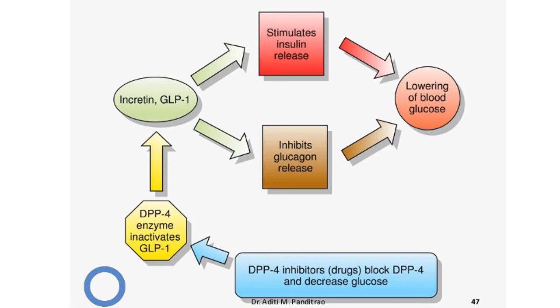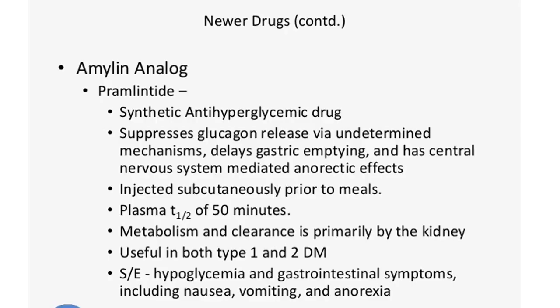I am again repeating, these are DPP4 inhibitors. Normally DPP4 enzyme inactivates the GLP-1. This GLP-1 is normally present in our intestinal tract whenever we eat food or glucose. When this enzyme is inhibited, GLP-1 will be more available in the intestinal tract. So it will stimulate the insulin release, inhibit the glucagon release, that will lead to lowering of the blood glucose level.